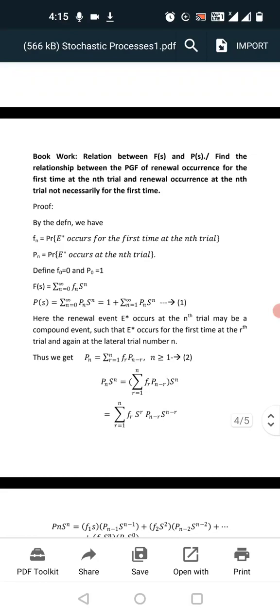Next, the relation between F(s) and P(s).